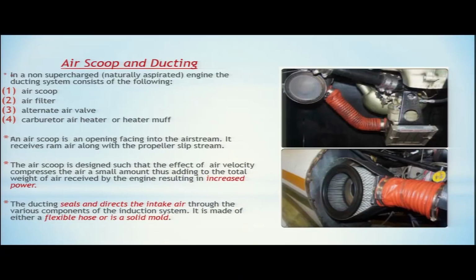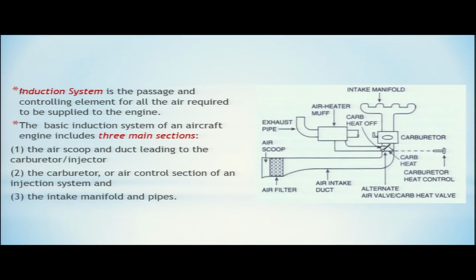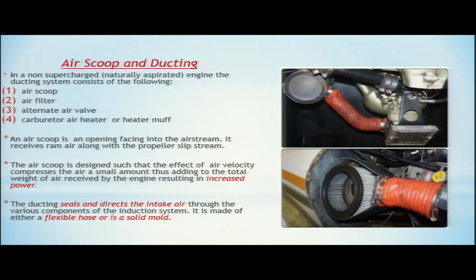In a non-supercharged, naturally aspirated engine, we will see what a non-supercharged and naturally aspirated engine is in other slides. In a normal engine, which we call a naturally aspirated engine, the ducting system consists of the following. Number one, an air scoop. The air scoop is the inlet, this is the inlet from where the air is going in.